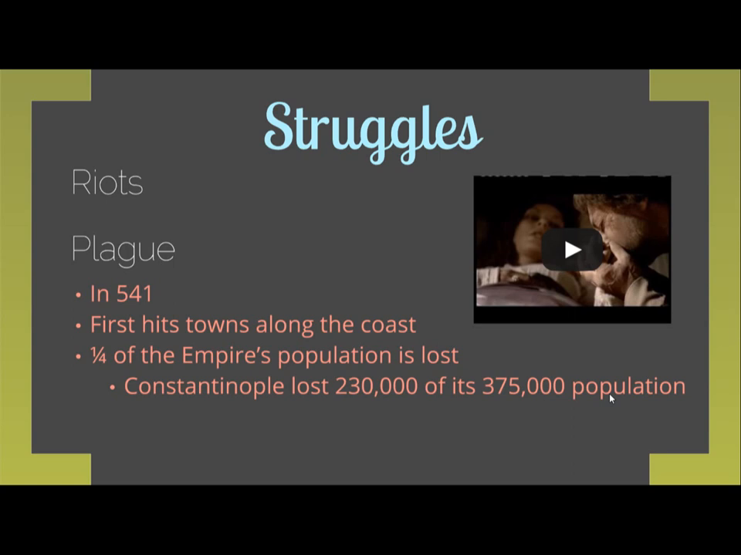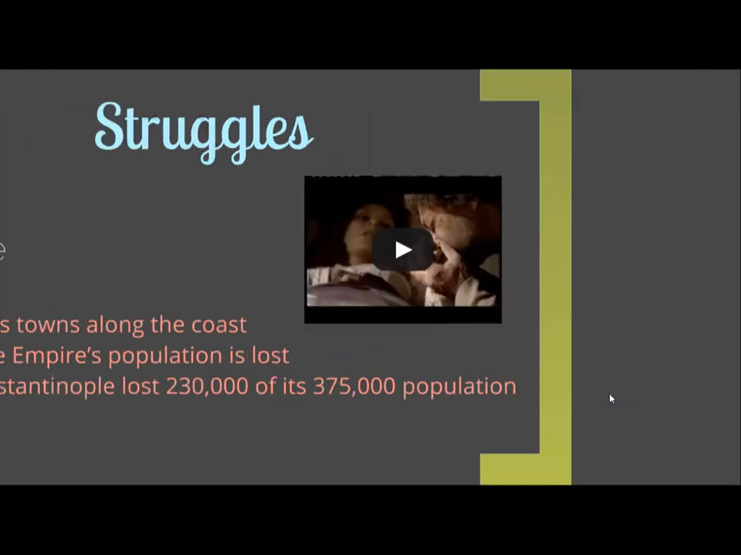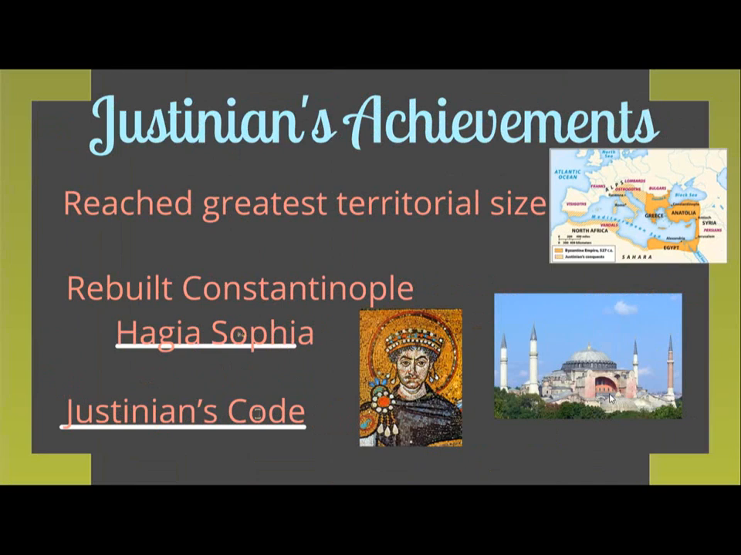So at this point, when this plague hits in 541, a quarter of the empire's population will die. Constantinople alone will lose 230,000 people out of its 375,000 citizens. It's really devastating. So even though there's riots and there's a plague, Justinian is still able to achieve quite a bit during his reign. He is going to reach the greatest territorial size, meaning he expands the empire and maintains the empire boundaries. He's going to rebuild Constantinople, and also he's going to build the Hagia Sophia.